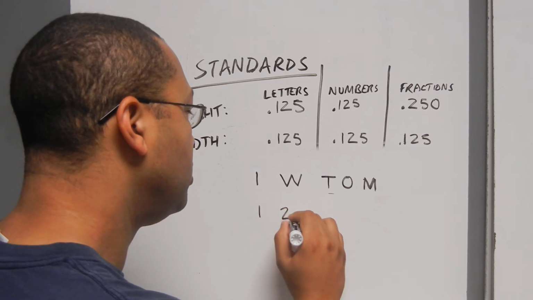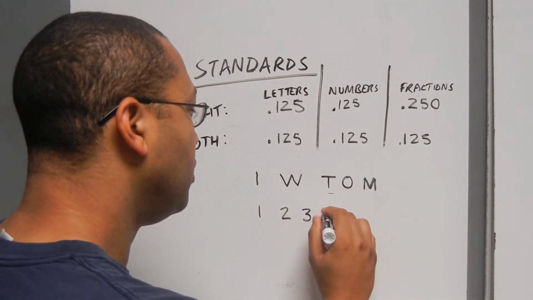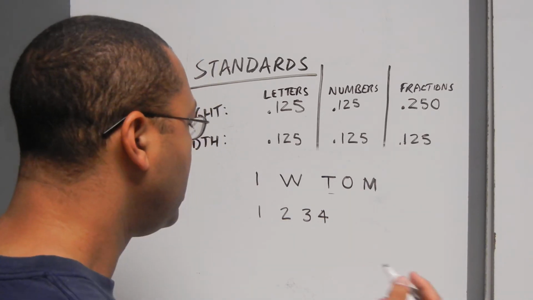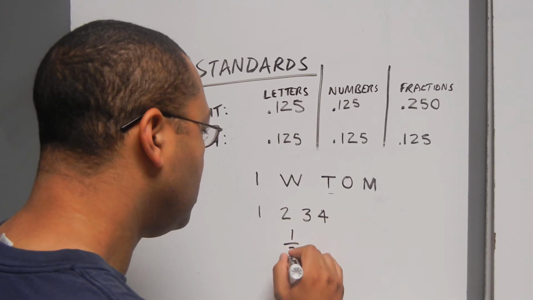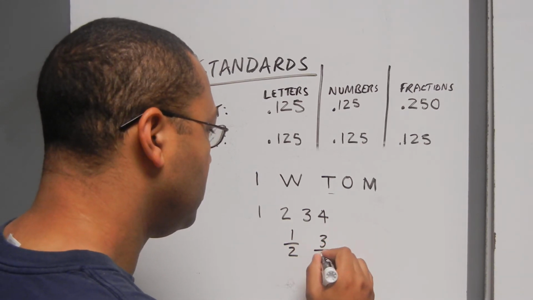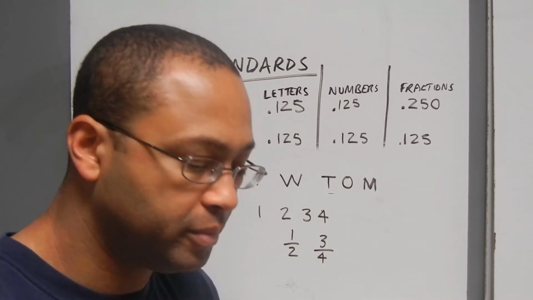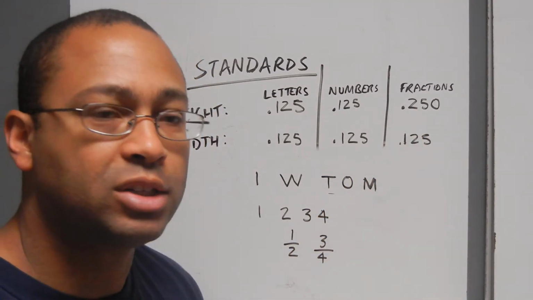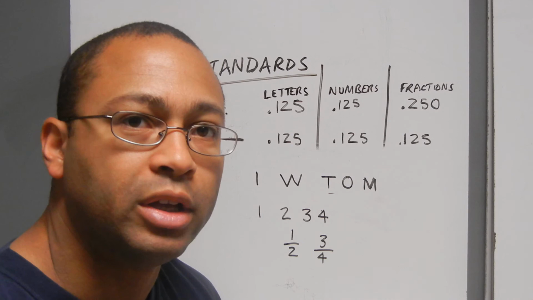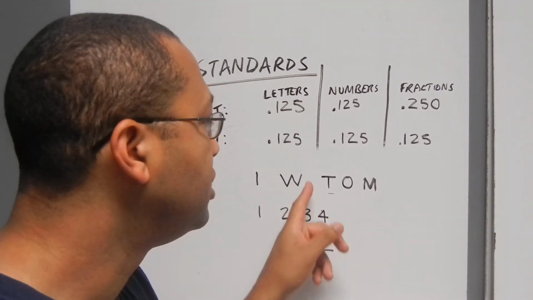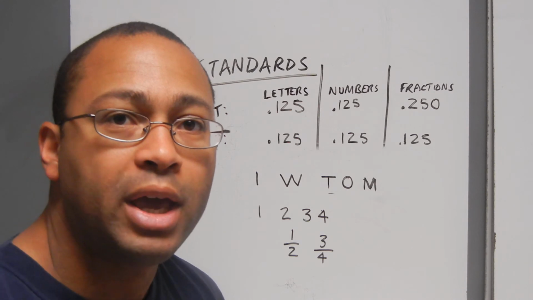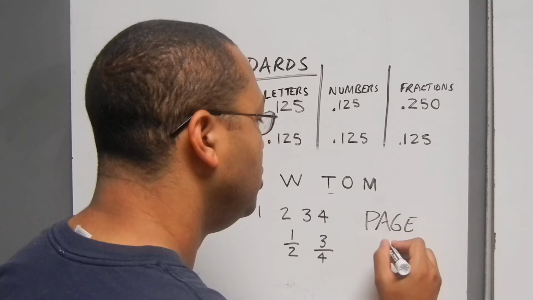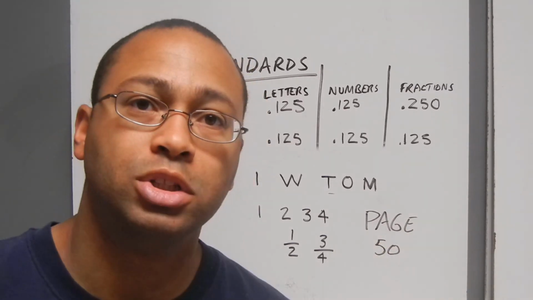Numbers, like 1, 2, 3, 4. Only the number 1 is the one that's different. Fractions, they should always be drawn like so, with a horizontal bar. And no, it's not touching the numbers. And that's why the height of your fractions are 1/4 of an inch as opposed to 1/8 of an inch. So you could also go to page 50 in the textbook, and that'll help you get an idea of how to draw the shapes of your letters.